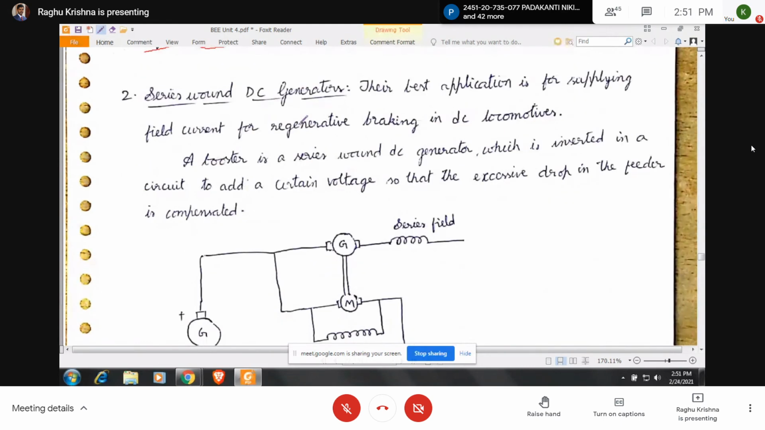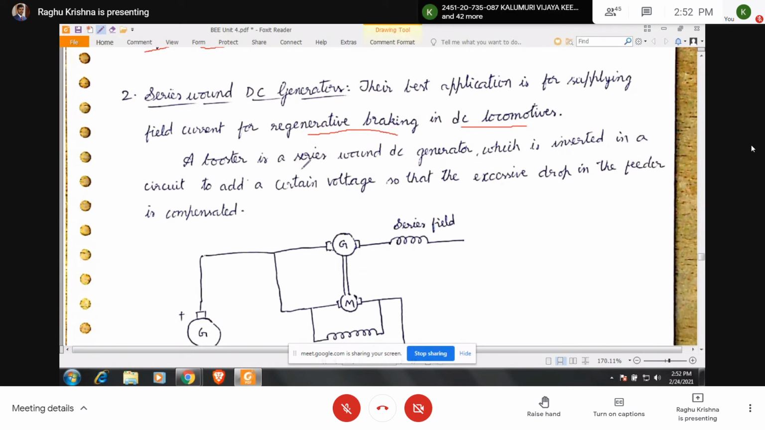The next, series wound DC generators, or simply series DC generator. Their best application is for supplying field current for regenerative braking in DC locomotives. In trains, nowadays we are using a three-phase induction motor. Previously we used to have DC series motors, and DC series motors can be operated as generators, and that is called regenerative braking.